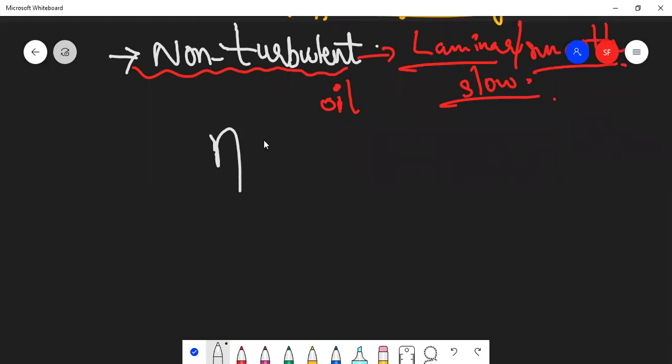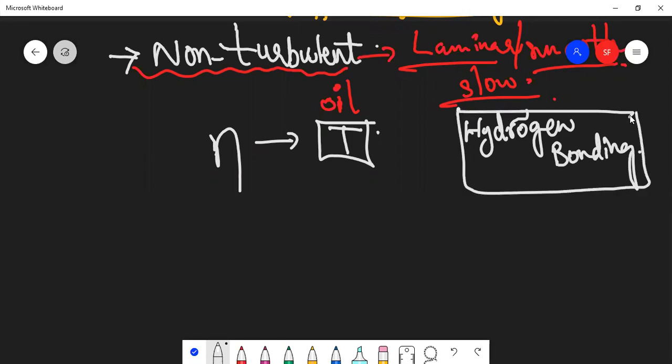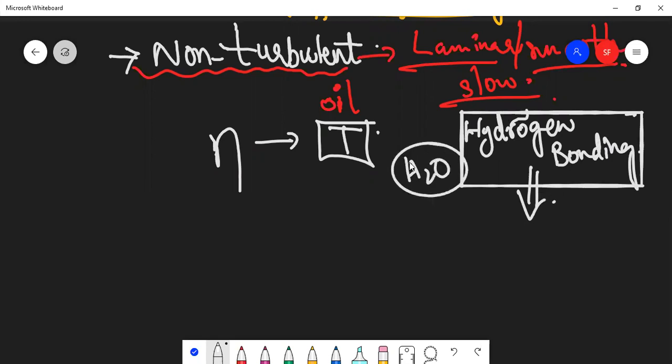Also, viscosity is dependent on temperature. So any idea what's the relationship? Think about hydrogen bonding. If enough heat is supplied to break the hydrogen bonds, then they can break down. This is in terms of water.